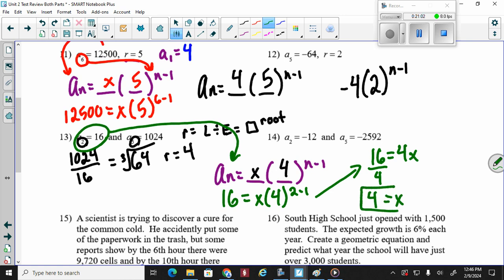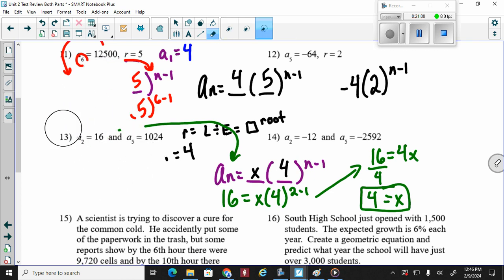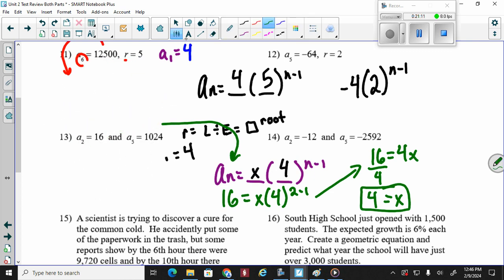That's my first term. So knowing that this is my first term, let me clean all this up a little bit so I have more room to write. My final answer is going to be a of n is equal to something, parentheses, something to the n minus 1 power. I just found my r to be 4. My first term is 4. There's my answer.